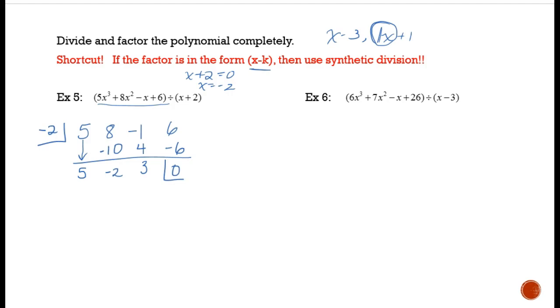Okay? This is your remainder box over here. So as long as it's 0, that's perfectly divided. Now, you don't leave your answer like this. You're going to rewrite this as a polynomial.